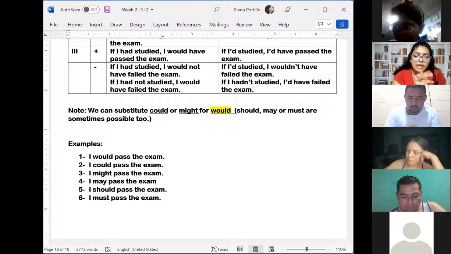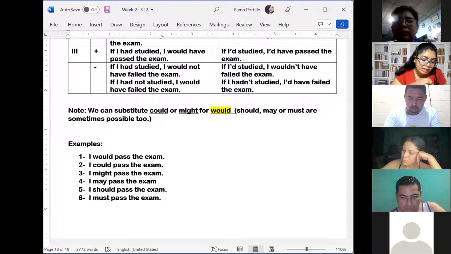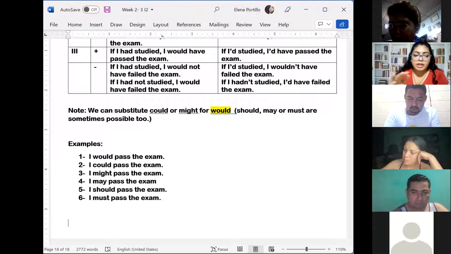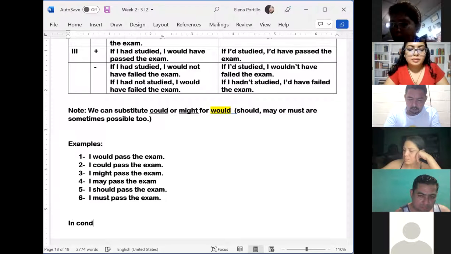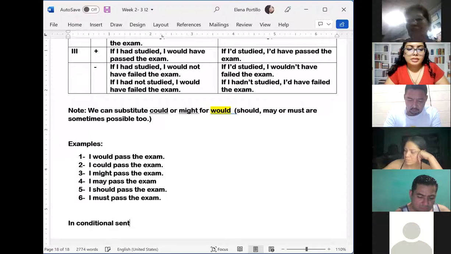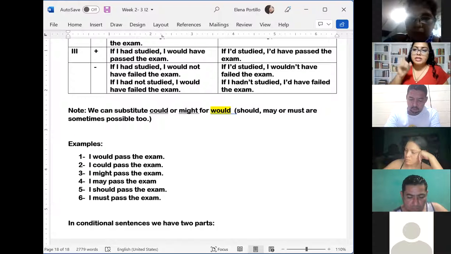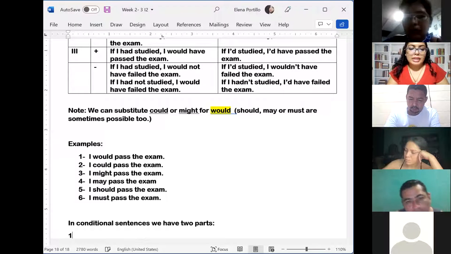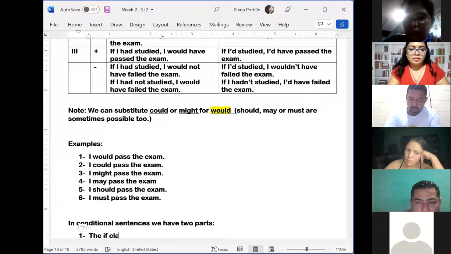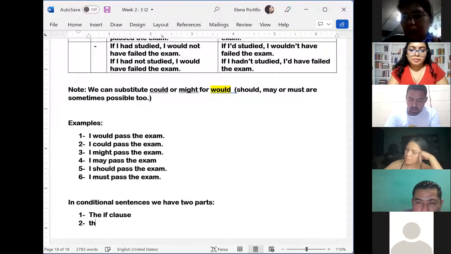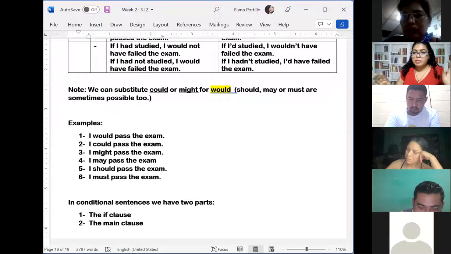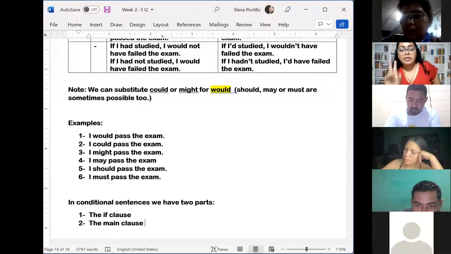So we know that in this case, we are going to do a review and an explanation of the parts. So we have that in this kind of conditional sentences, we have two parts. We are going to divide it like this. In conditional sentences, we have two parts. That's the first thing that we need to know. We have number one, the if clause, and number two, the main clause. That's something very important to understand, that we have two parts of the sentence.